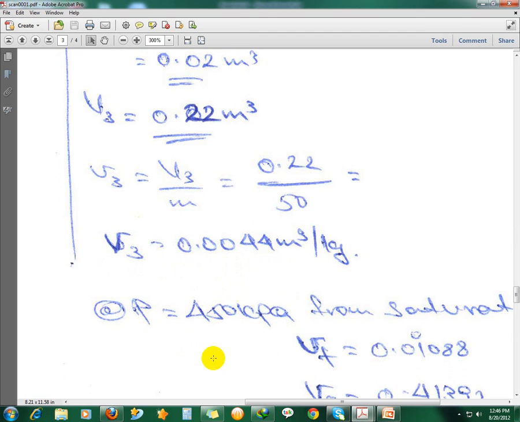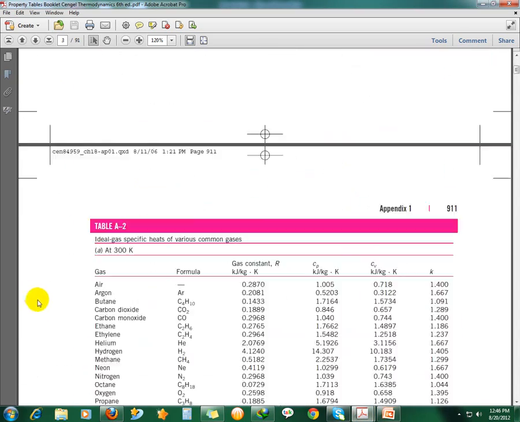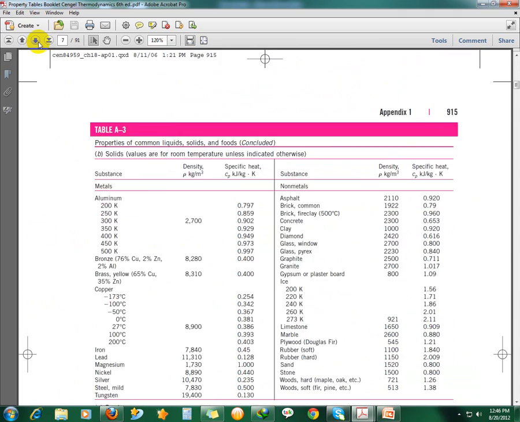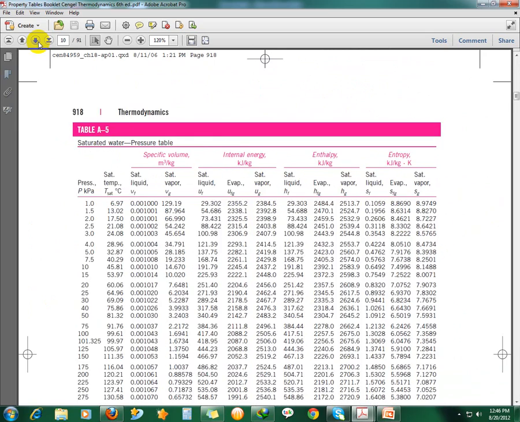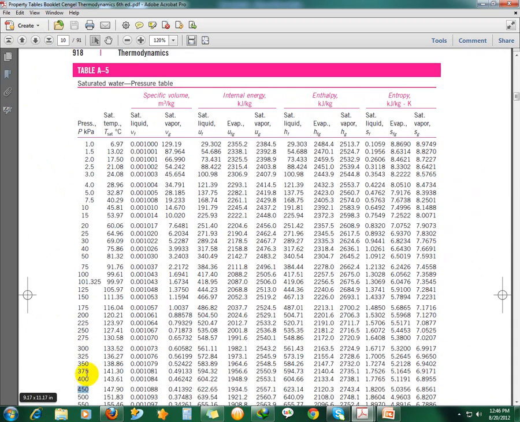So from steam table, at P is equal to 450 kilopascal, let's read the value of Vf and Vg. Vf is equal to 0.00108, and Vg is equal to 0.41392.